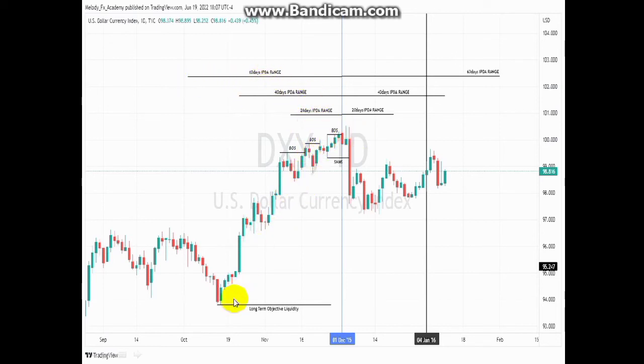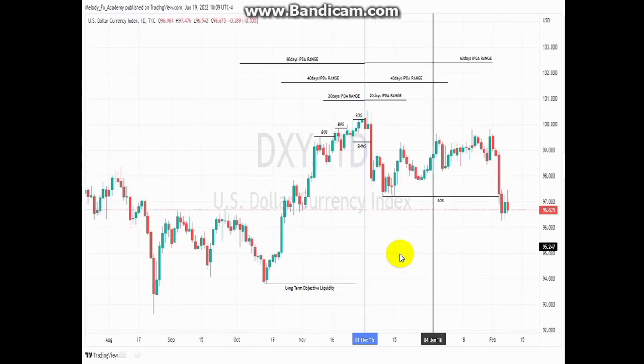Okay, so price is going to seek for those liquidities. So now let's go into January. Let's go down and you can see price, we had a break, a shift in market structure. Price returned back into a fair value gap, traded a bit up and starts trading downwards.